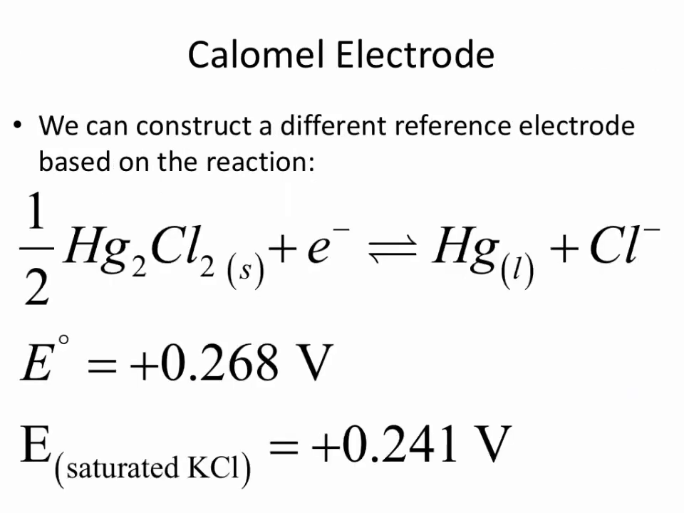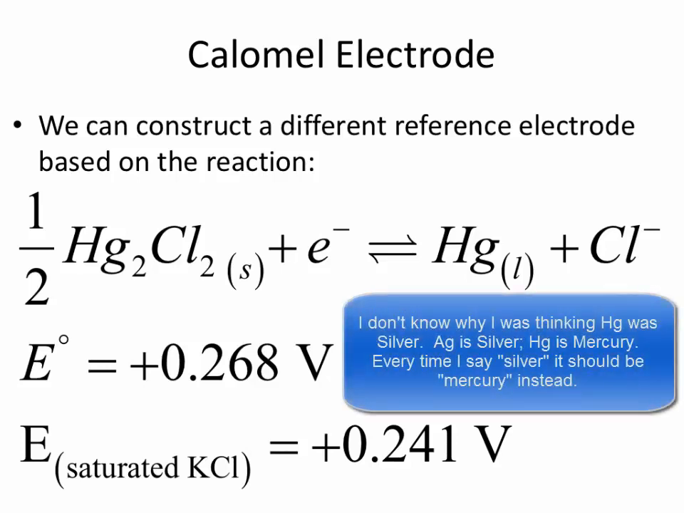Now we can construct a different reference electrode based on this reaction, where we have mercury chloride. Now bear in mind this is mercury 1 chloride, because the mercury 1 ion is a polyatomic ion with 2 mercury atoms, where each one has a charge of 1 plus, but the overall polyatomic ion has a charge of 2 plus. And that then, because it has a charge of 2 plus, our chloride has a charge of 1 minus, so we need to have 2 chloride ions paired with it.